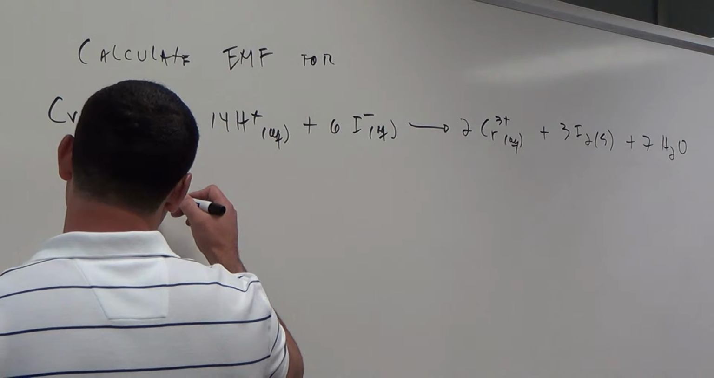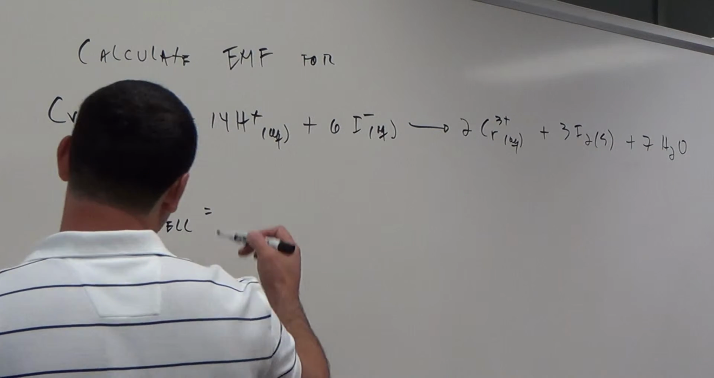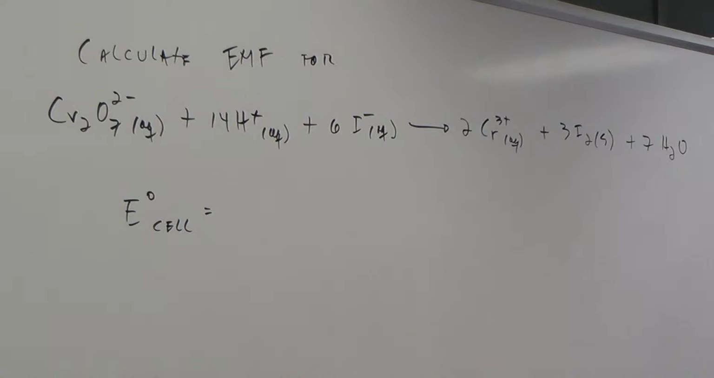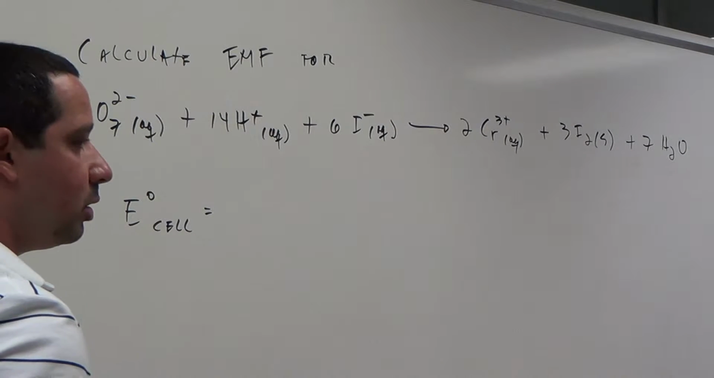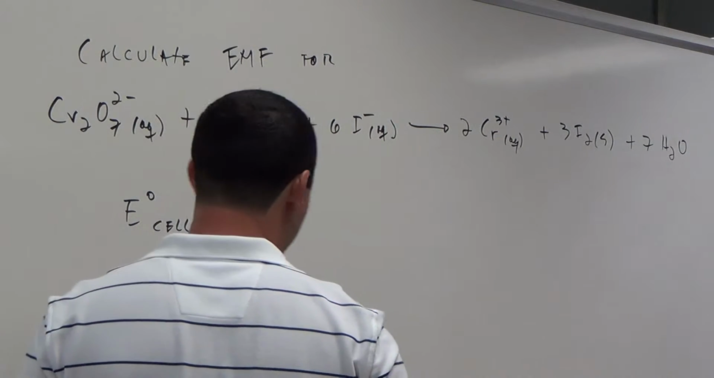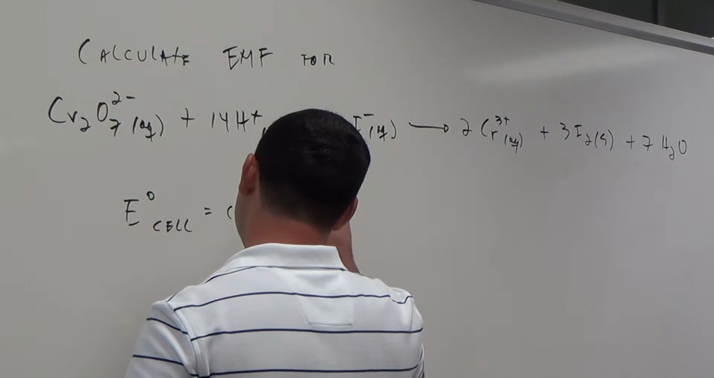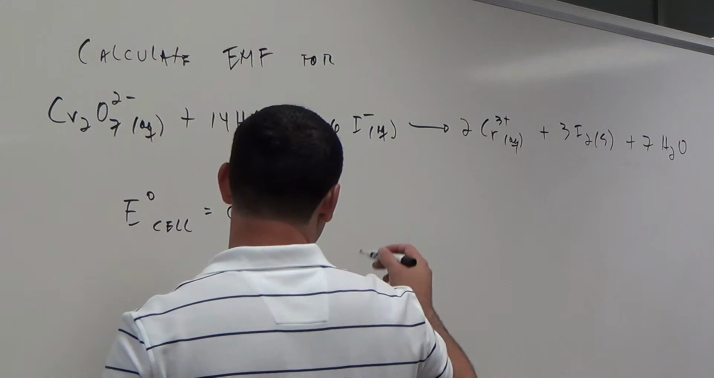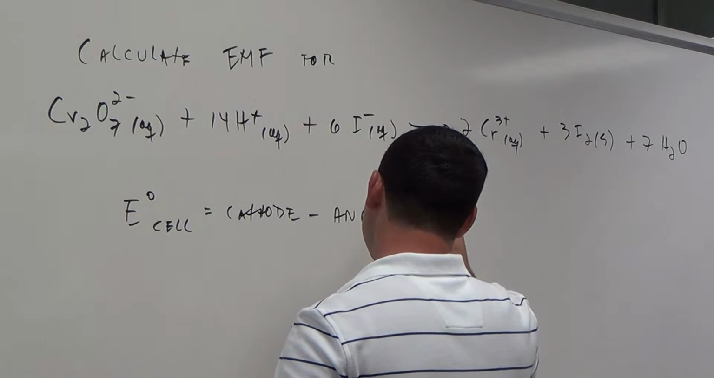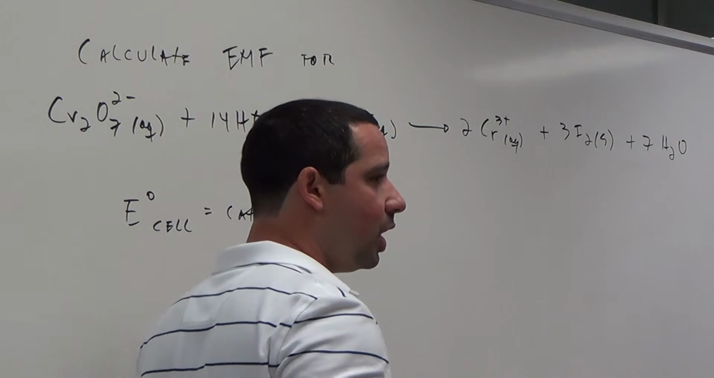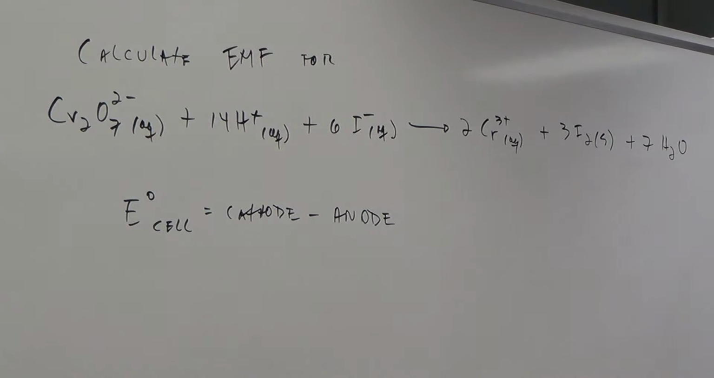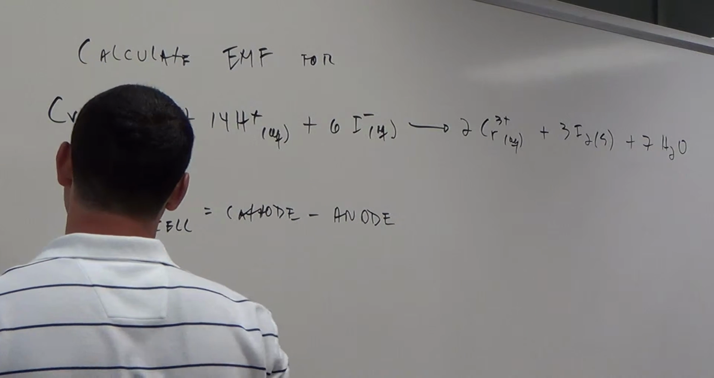So the E of the cell is equal to what? Cell potential is equal to what? Cathode minus anode. But it's the reduction potential of the cathode minus the reduction potential of the anode. In other words, I have to find out which one is the cathode, which one is the anode, find out in the little table which one is there, and then just determine cathode minus anode.